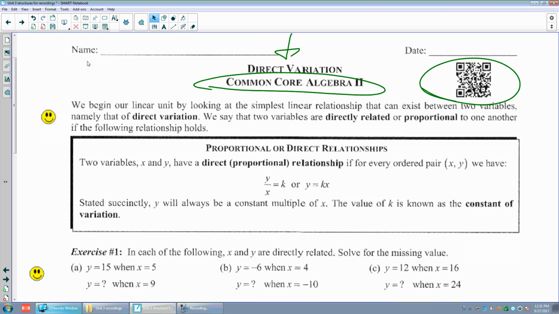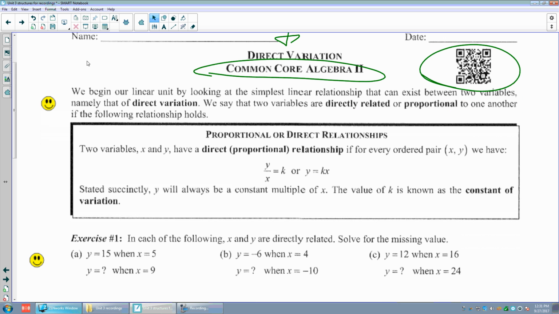Okay, direct variation. Direct. Go directly to jail. Do not pass go. Do not collect $200. That's what they say in Monopoly, right? So here it is. It's a straight line. Well, all lines are straight. If they weren't straight lines, they'd be called curves. Okay, let's get back on topic here.